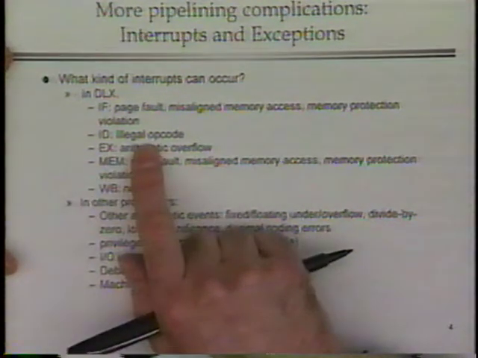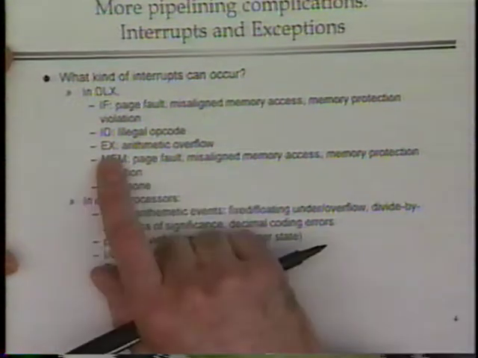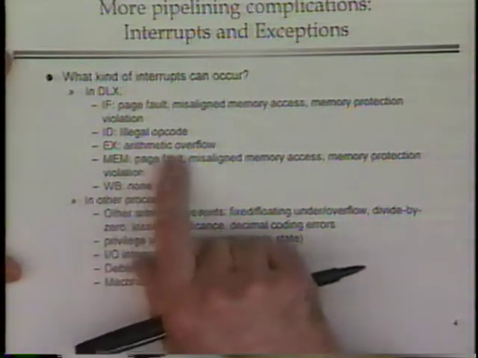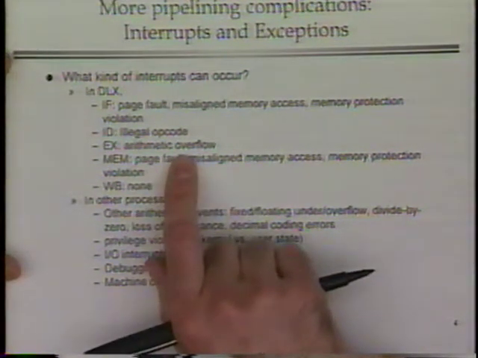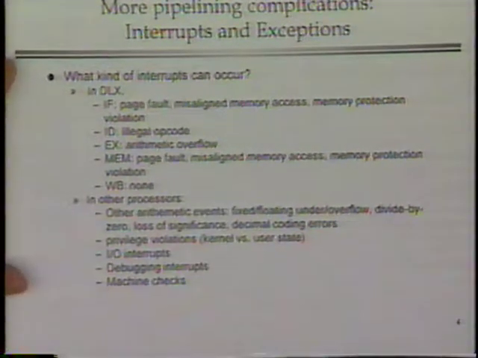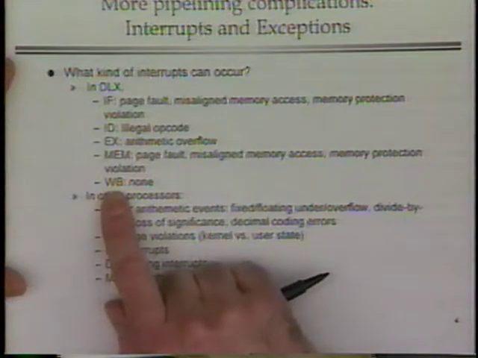In instruction decode, about the only thing that can happen that's bad is an illegal opcode, and that can cause an interrupt. In execution, various kinds of arithmetic problems, depending on the definition of the instruction set, could cause an interrupt, like an arithmetic overflow, if you've defined it that way in your instruction set architecture. And in write-back, nothing can happen.